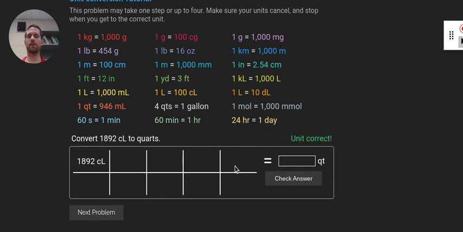Okay. Centiliters to quarts. So first I need to find liters. Then I need to find gallons. Then milliliters. Then I could find this one, convert to quarts. Like so. And from here, 1892 times 1,000 divided by 100 times 946. So 20.